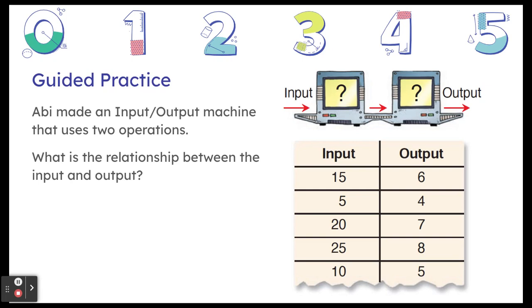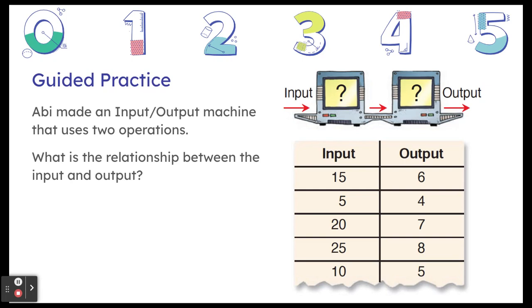So here's the problem. Abby made an input-output machine that uses 2 operations. We have the input-output table for Abby's machine as well. The question is, what is the relationship between the input and the output? In other words, what are the numbers and operations we need to do to go from input to output? Or put simply, what is the function rule?